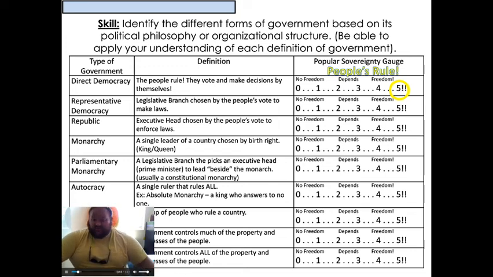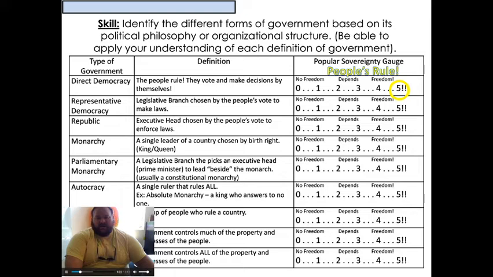Remember, direct democracy doesn't really exist in the world. It existed in ancient Athens, but it was not very effective because everybody had to vote on every decision. And that's a lot of time, and it's extremely time consuming. It may work in a very small society, but not in a large one like ours.